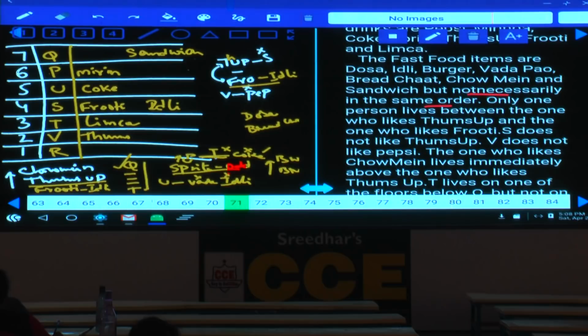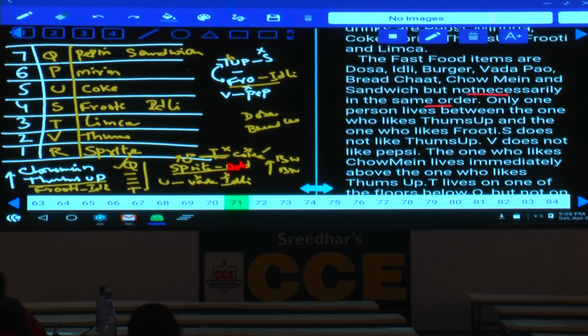Sprite. Now Sprite is below this one. Sprite is on an odd number floor below you. Hence, Sprite cannot be on the 7th floor. Hence, Sprite must be on the ground floor. If Sprite is on the ground floor, then what else is left over here? Pepsi must be here. Now we are done with the drinks as well.